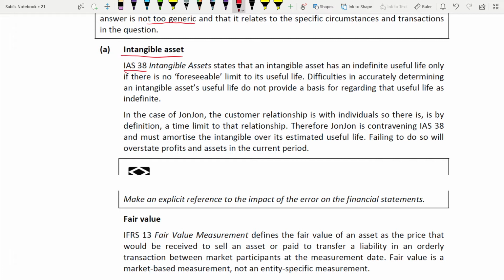Okay, if you forgot the number of the standard, don't write anything. If you just write 'intangible asset states that', it's enough. Okay, but don't write an incorrect number. For example, you are writing IAS 36 intangible assets. Yes, all the things which you are writing are about intangible assets, but the number is wrong. You wrote IAS 36, and you know that IAS 36 is for impairment.